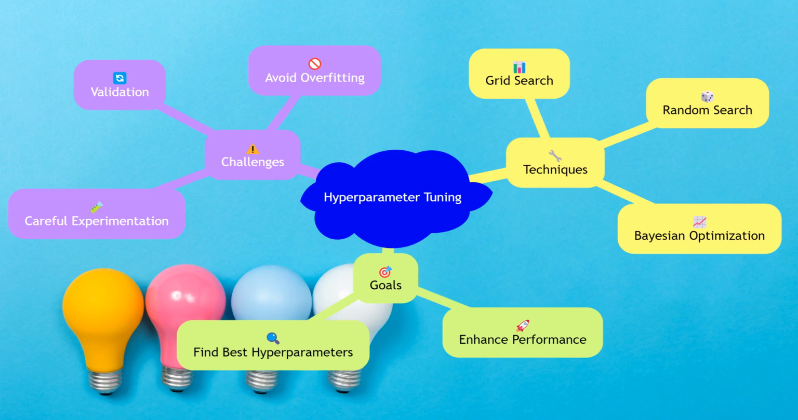Hyperparameter tuning is the process of optimizing the parameters that govern the learning process of an algorithm. Techniques like grid search, random search, and Bayesian optimization are used to find the best hyperparameters. Proper tuning can significantly enhance model performance, making it a critical step in the development process. It requires careful experimentation and validation to avoid overfitting.